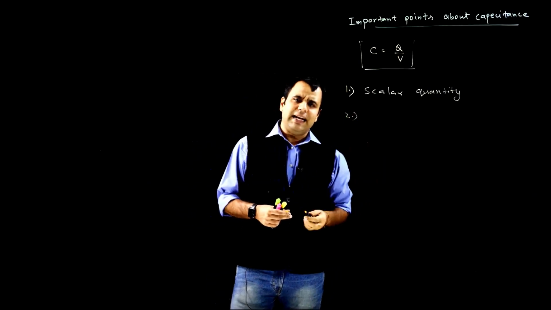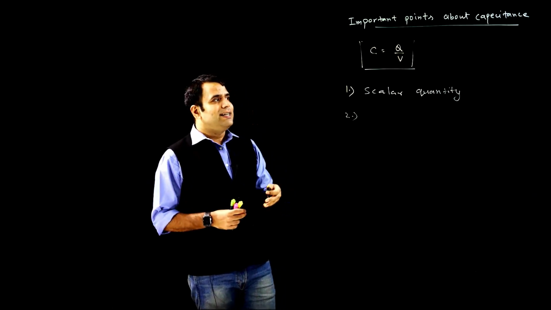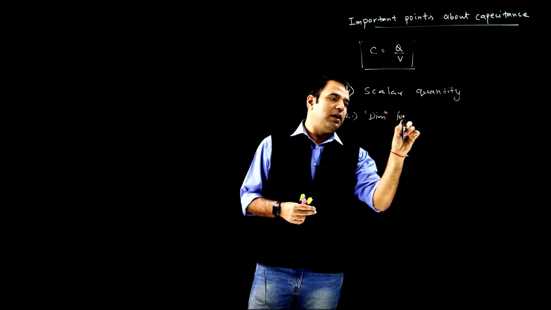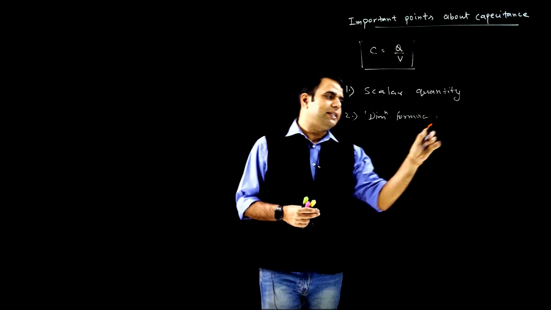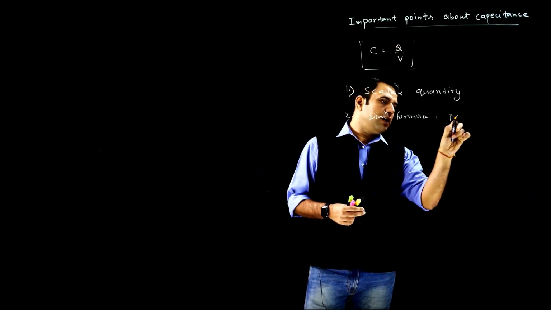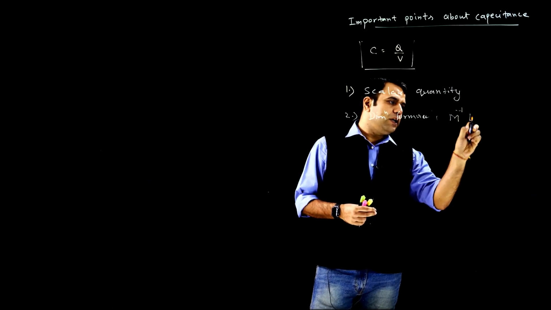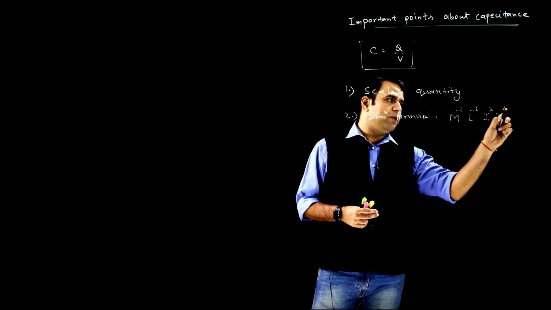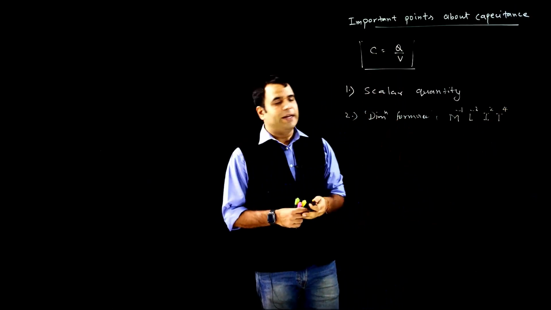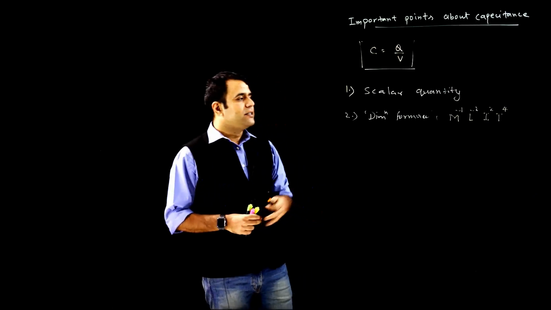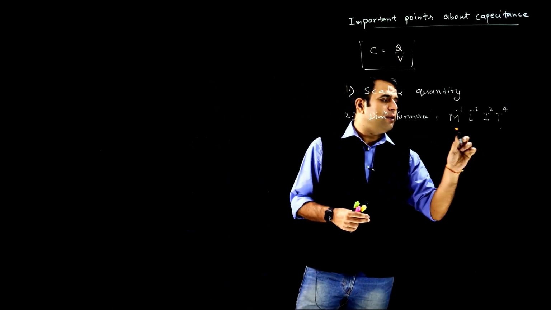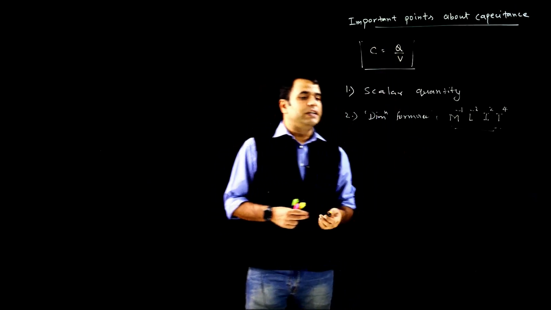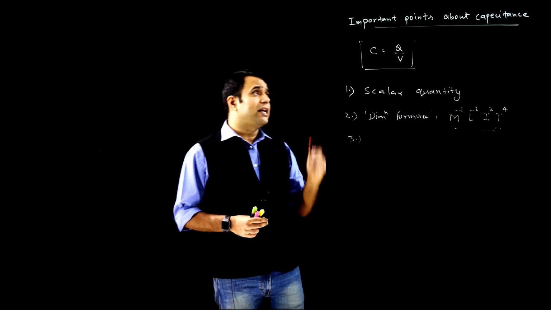Okay. The second point regarding capacitance is its dimensional formula. The dimensional formula for the capacitance is M to the power minus 1, L to the power minus 2, I to the power 2, and T to the power 4. This we get from Q and V by solving it. Okay, so this is a dimensional formula. One can memorize this formula or they can calculate this formula from the Q, which is a charge, and the value of V.